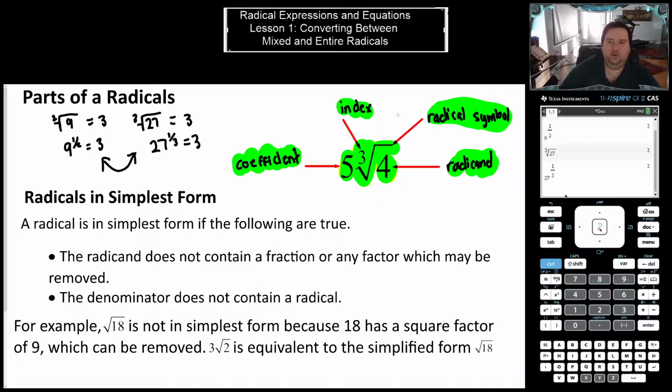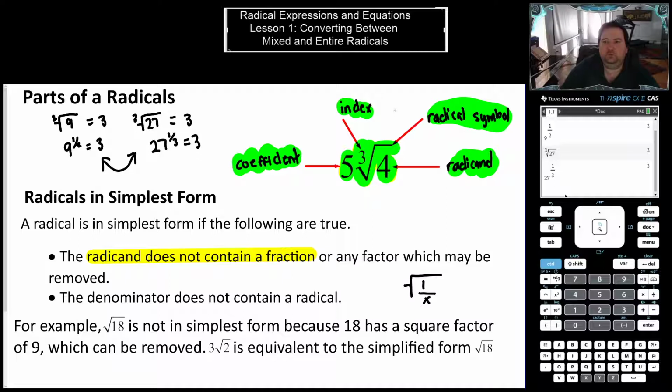Let's talk about simplest form, because this is really what we're going to be focusing on here in this unit, converting to simplest form and out of simplest form. So what is simplest form? Simplest form is when the radicand does not contain a fraction. Okay? So that means that we do not want to see anything like this. Square root of 1 over x. This is no good. We don't want to have a fraction inside as our radicand.